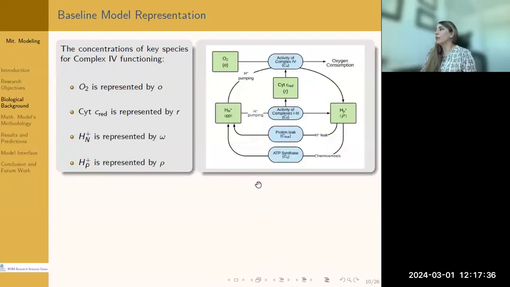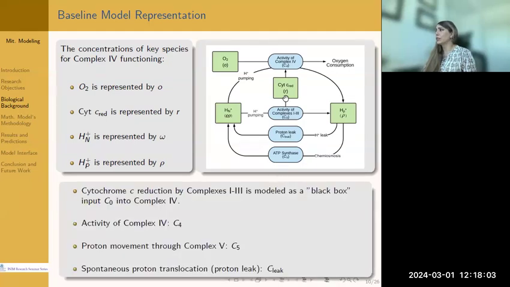As you can see in this diagram, we show the model respiration components in the baseline phase. The green rectangles are the key input species required for complex 4 function, while the blue pill boxes represent the components of the ETC that process and modify these species. Specifically, cytochrome C reduction by complex 1 to 3 is depicted as a black box with input C0 in complex 4. The activity of complex 4 itself is denoted as C4, while proton movement through complex 5 and spontaneous proton translocation, known as proton leak, are represented by C5 and C-leak, respectively.